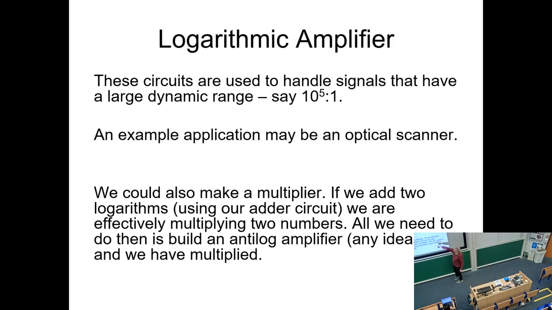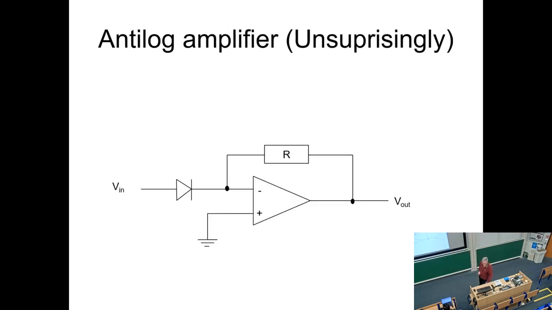We could also make a multiplier, because if we take the log of two numbers and then add them together and then do an anti-log, we've multiplied. That's the nature of logarithms. You certainly used to do that at school. Maybe you don't know. If you don't, you've learned something new. Logs can make multipliers by just adding. So you can do the log of two input numbers, add them in our adder, and then all we need is an anti-log amplifier to get the multiplication back. Dead easy. And this is the anti-log amplifier.